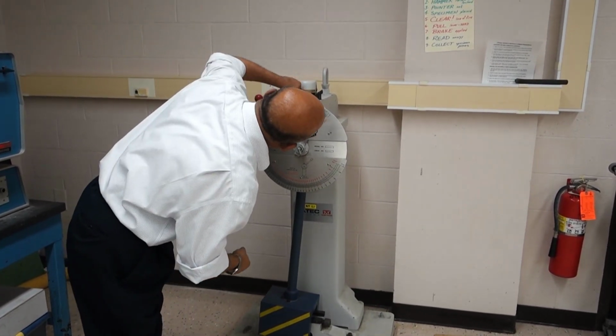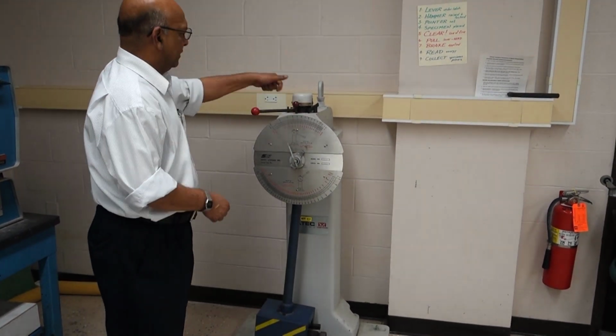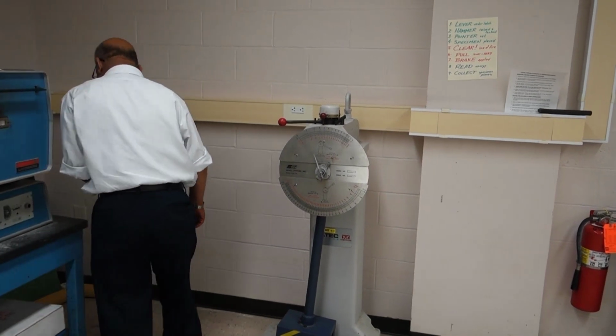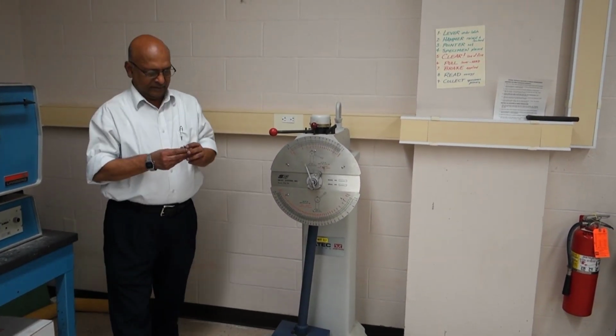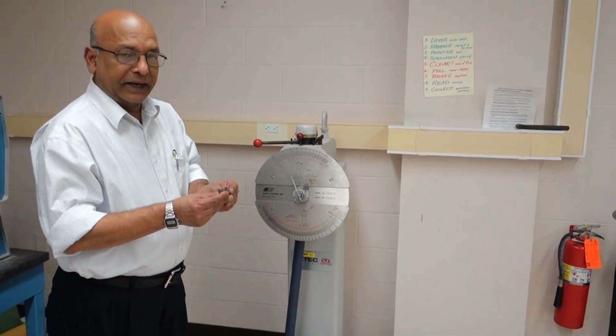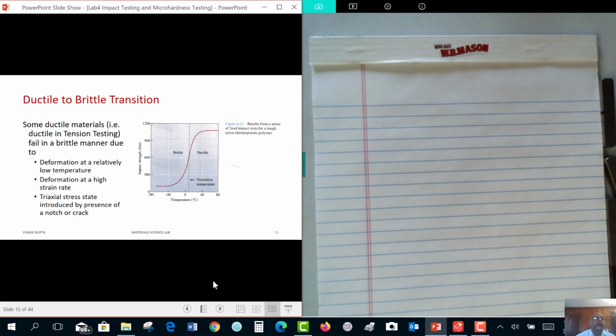I'm going to make a reading. This reading comes out to be 18 foot-pounds. My sample has broken. And I have collected my sample. So the testing we just did was when the specimen was at room temperature. So we got the room temperature impact toughness.